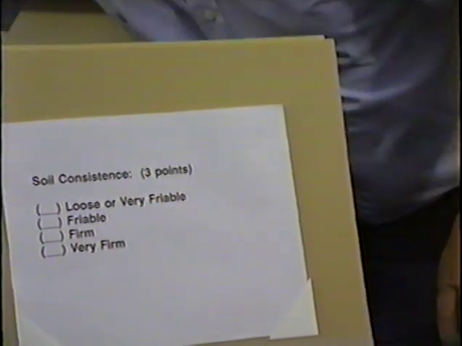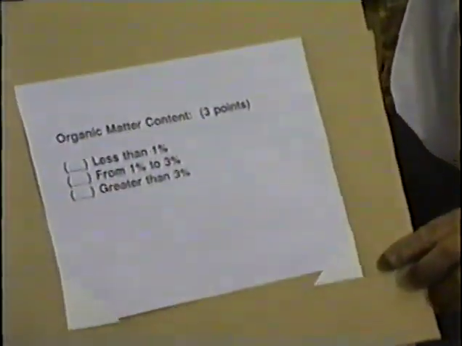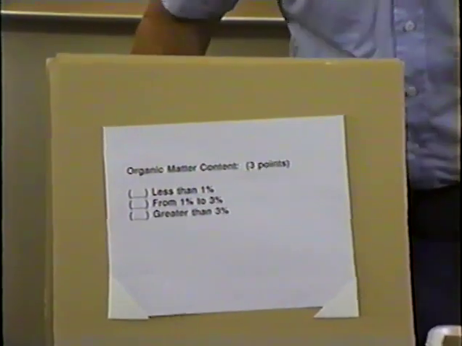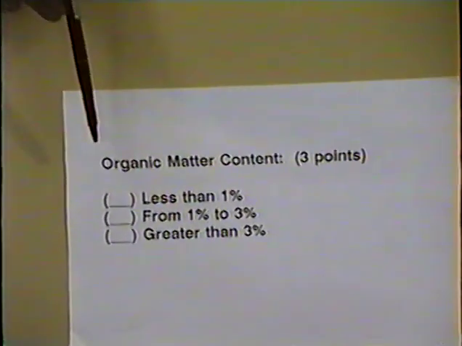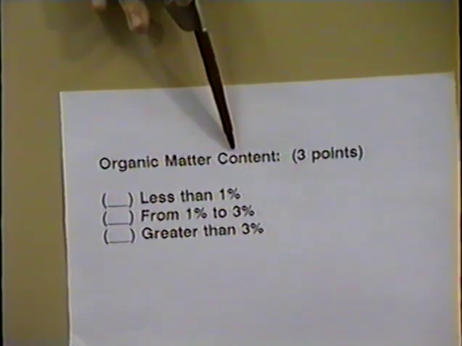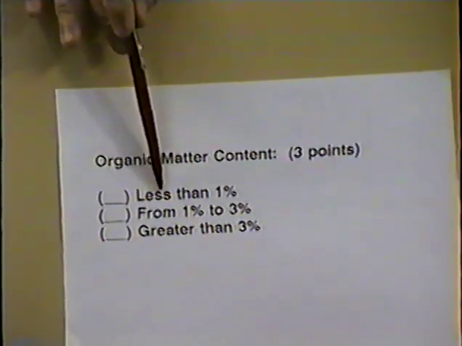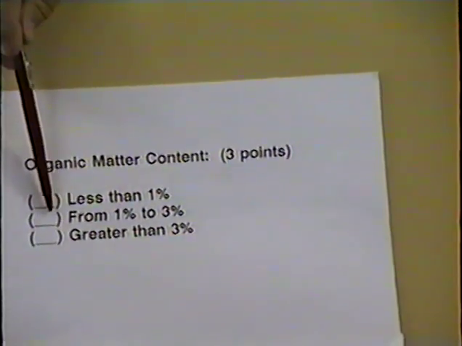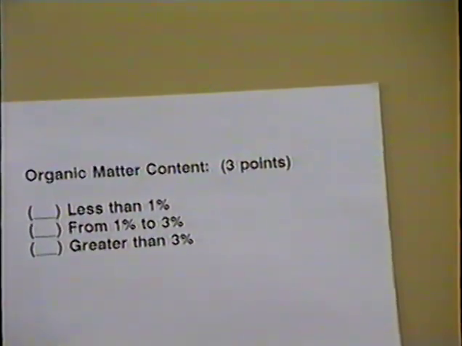Now, organic matter content of the soil. The more organic matter we have in the soil, the more productive the soil is. So we need to make an estimation of the organic matter content of the soil. And if it's less than 1%, we would obviously check that. And if it's from 1 to 3% or greater than 3%, those are the categories on the soil judging scorecard.